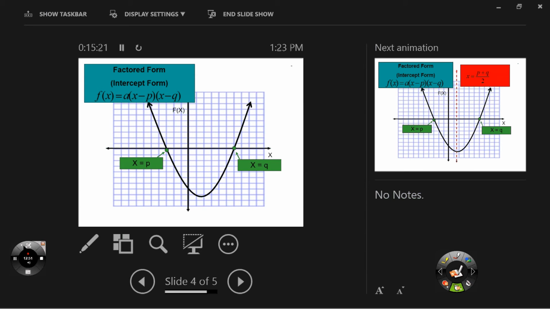Because you do need the vertex to complete a graph. You don't necessarily need the intercepts. You need some points on the side. In this case, they're super handy, right? But you do need the vertex point to accurately represent the graph.